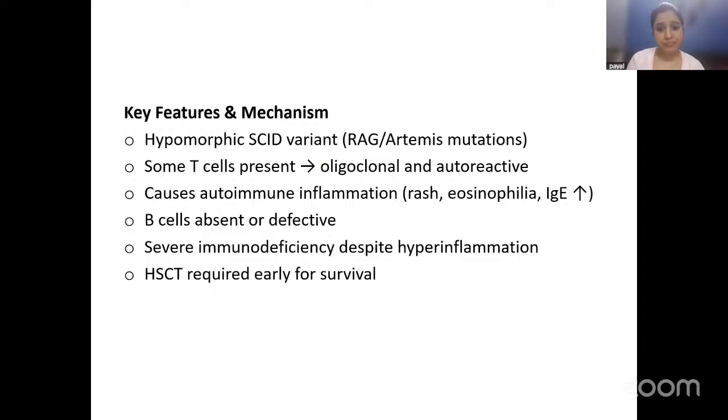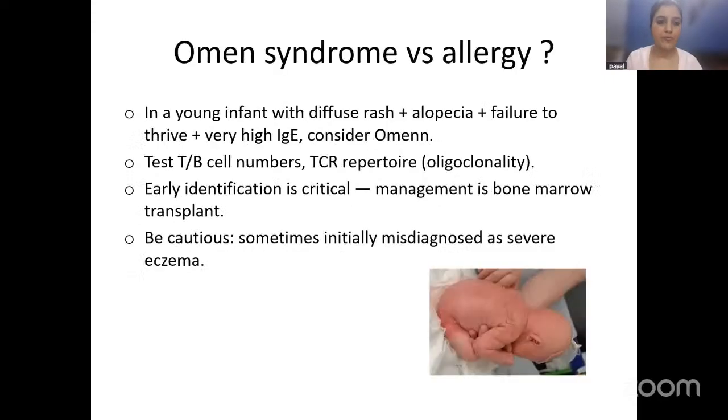The T cells which undergo the oligoclonal expansion undergo autoreactivity and then cause this inflammatory cascade. There is autoimmune inflammation associated with rash, eosinophilia, increased IgE. B cells are totally defective, so these may present with bacterial infection, fungal infection, and viral infection. And definitely they require stem cell transplant early for survival, because by the time you diagnose them, they have already got some life threatening infection, which actually prevents them from undergoing any such treatment.